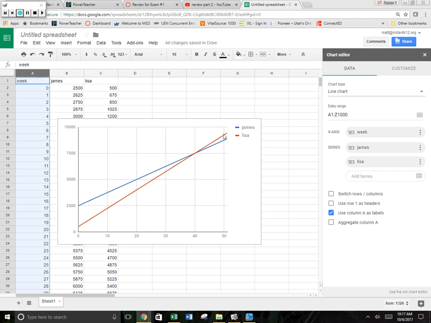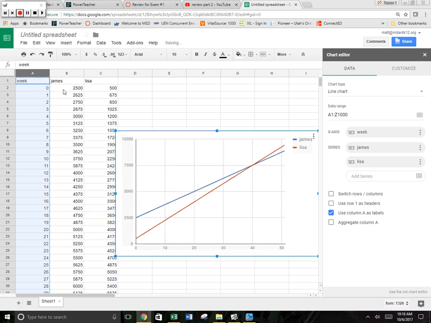Lisa is in red, so she started out with 500 bucks, but her line is steeper because her rate of change is more than James. James started off at 2,500. At that point right there where they intersect, that is where they are equal, and it looks like that happened on week 40. So this chart's good enough.